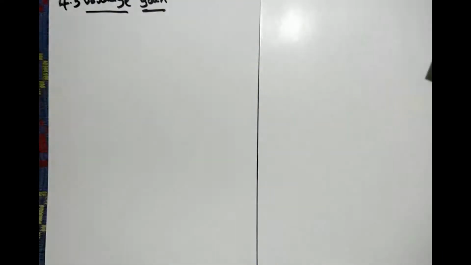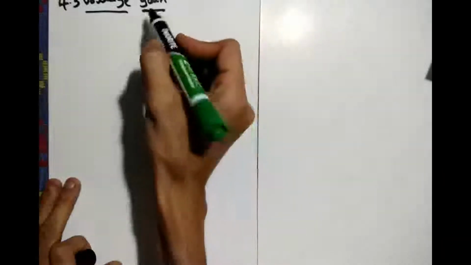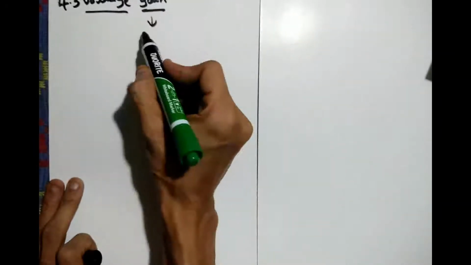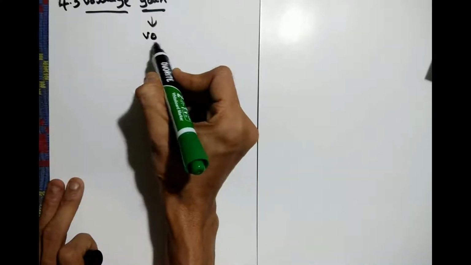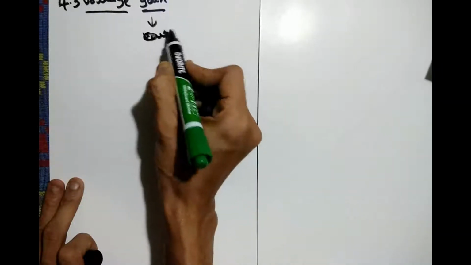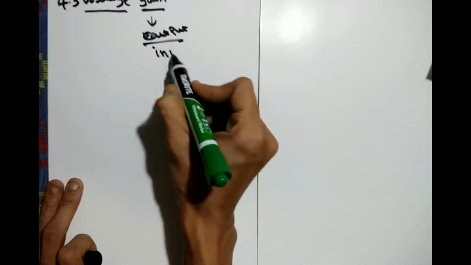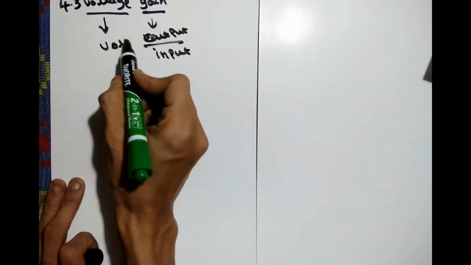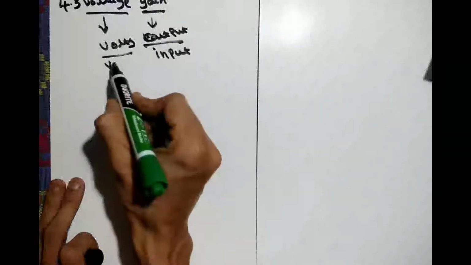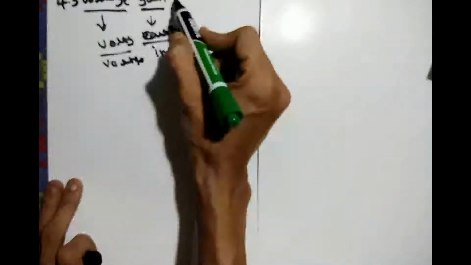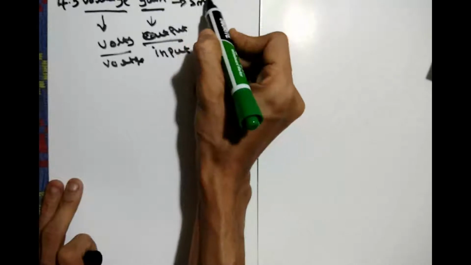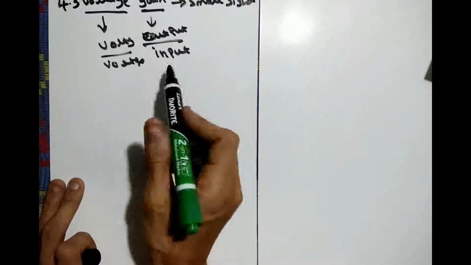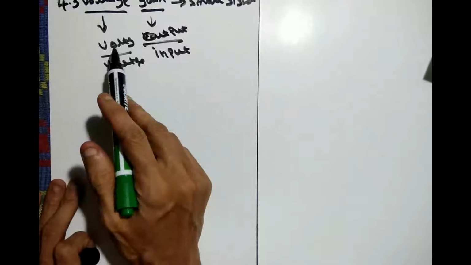Voltage gain has two words, voltage and gain. Gain is nothing but an amplifier factor, which is output divided by input. We can call output by input the gain. And here we are talking about voltage, so voltage output divided by voltage input. Here we are talking about voltage gain in small signal. Small signal means, as I already told, we are always dealing with the AC signal.